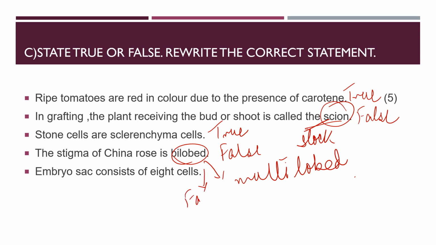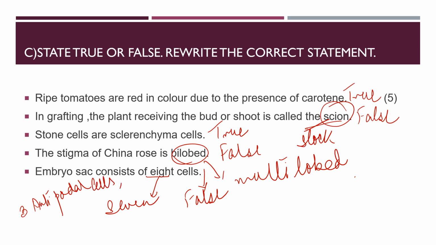This one is also false. The embryo sac consists of 7 cells: 3 antipodal cells, 2 synergids, 1 egg cell and 1 endosperm nucleus. Is it clear? So 3 antipodal cells are there, 2 synergids are there.